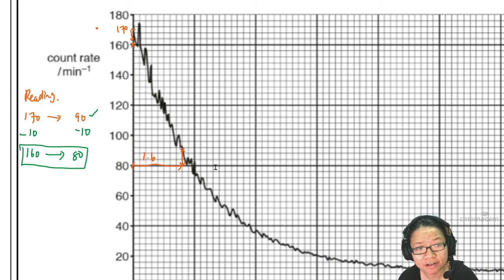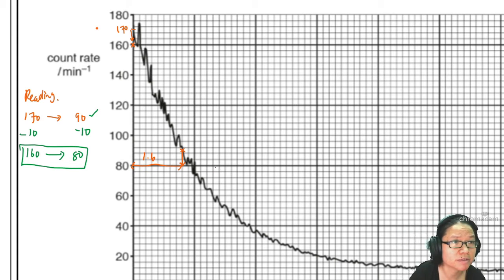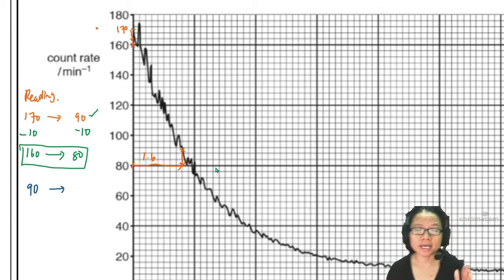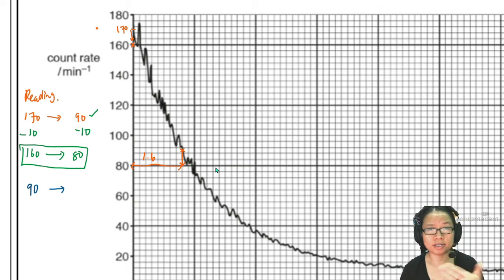Go repeat again for another half-life. So after 80, half of 80 is 40, but we're not going to take 40, right? Because now we're going to look at the second variation of the reading. We are now going to take 90, 92. So we wanted to take 80 to 40, but that is without background reading.